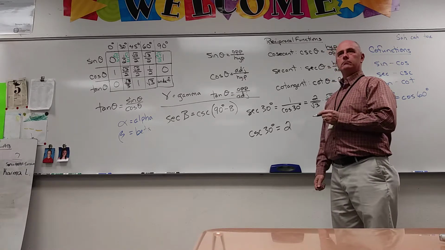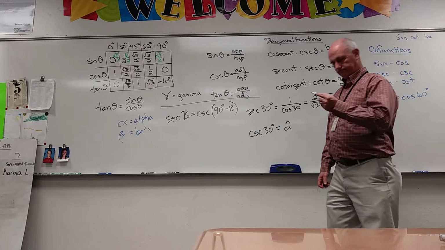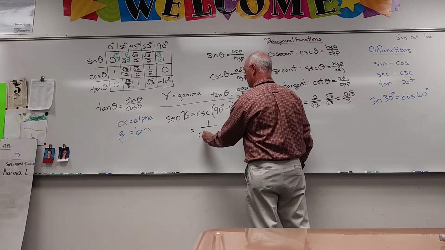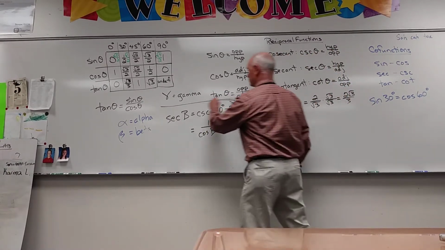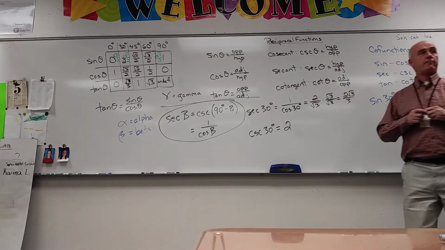What's the other way? Careful. Oh, 1 over. Very different. 1 over the cosine of b. All three of these are the same.